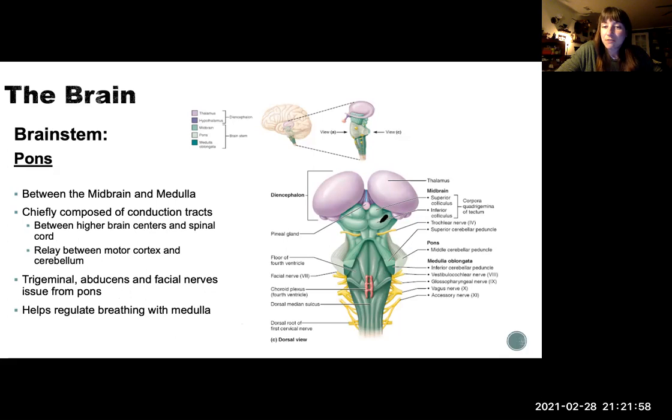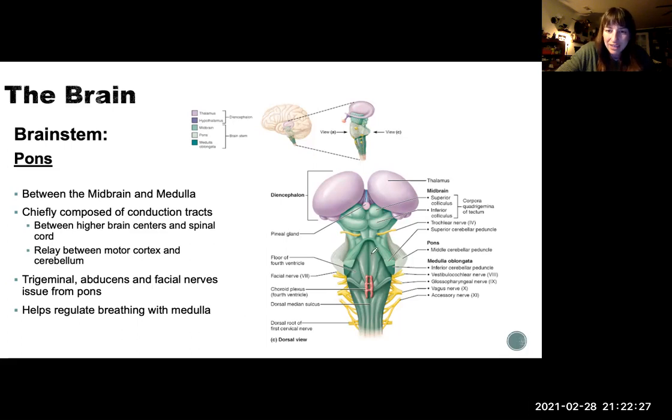Moving down inferior to the midbrain, you have the pons, which is this kind of like poochy belly looking thing here. So whenever I hear pons, I always think paunch, like a paunch that somebody might have. So the pons has this kind of bulging appearance here. It is going to be between the midbrain and the medulla oblongata, which is below it, right? So it's right in the middle there.